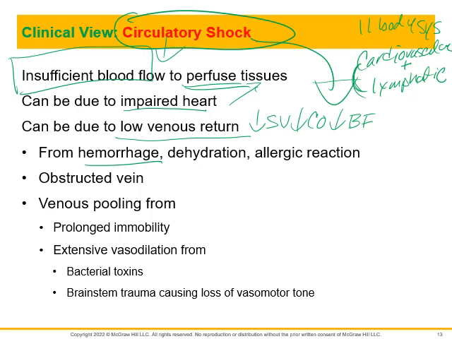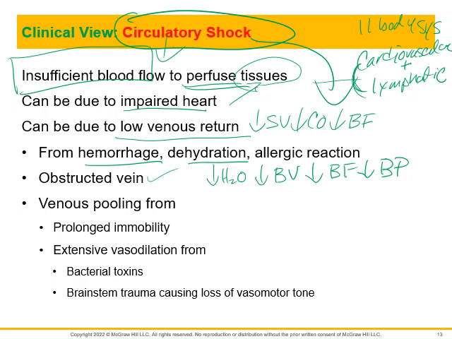We've talked about hemorrhaging, dehydration. You don't have enough water. So if you have decreased water, that's going to be decreased blood volume. That's going to have decreased blood flow, decreased blood pressure, right? And that's not enough to deliver nutrients to your tissues. You can have obstructions of veins. You can have venous pooling. So that leads to what we talked about up here, that low venous return.